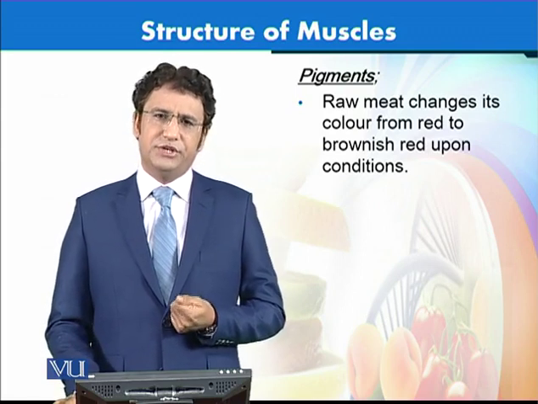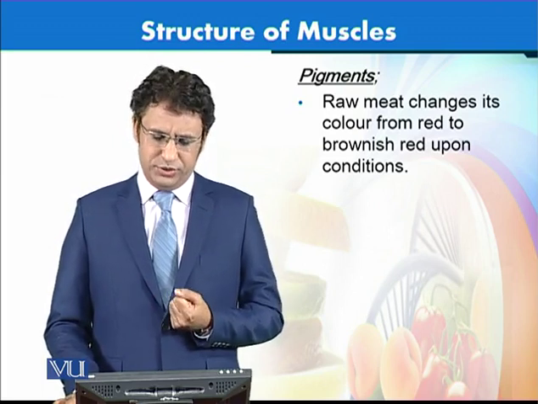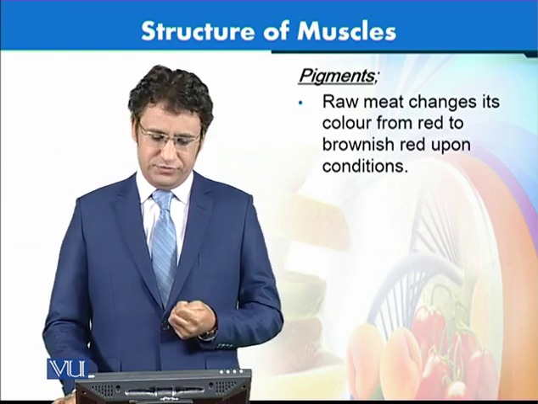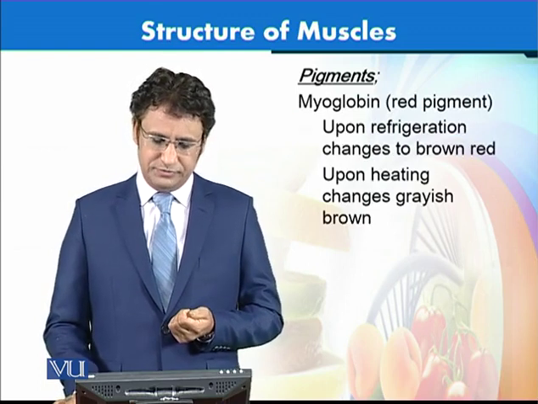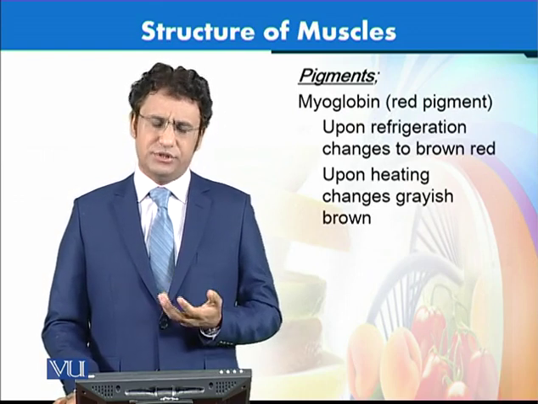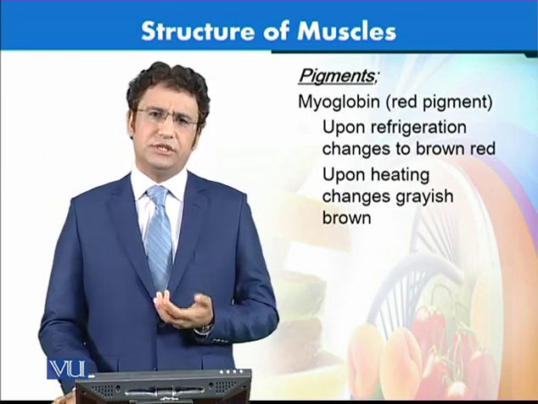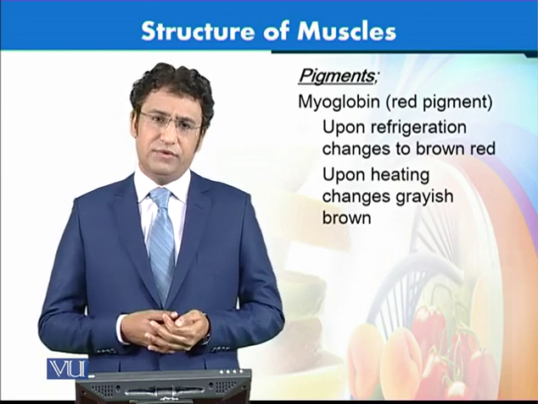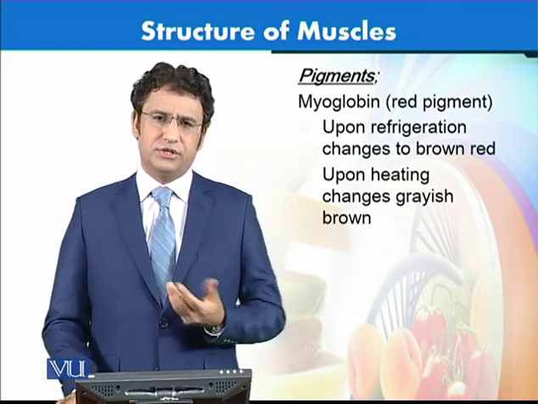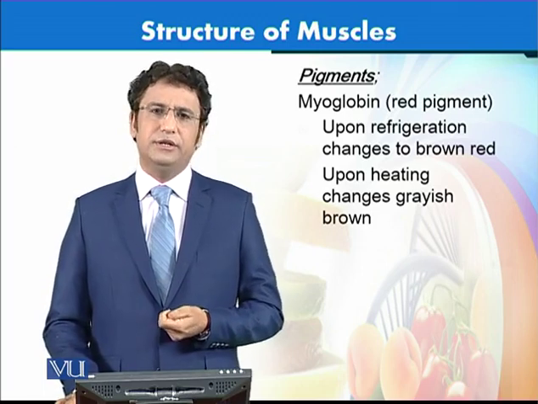The raw meat can change its color. Once we slaughter the animal, the color changes to a brownish red color. This is due to the change in the pigments of muscles. Myoglobin, which is a red pigment, can also change its color during the refrigeration process, where it turns brown, and it can also change its color into grayish brown while heating or cooking meat. So this was all about the structure of muscles and bones and different kinds of pigments that are present in muscles.